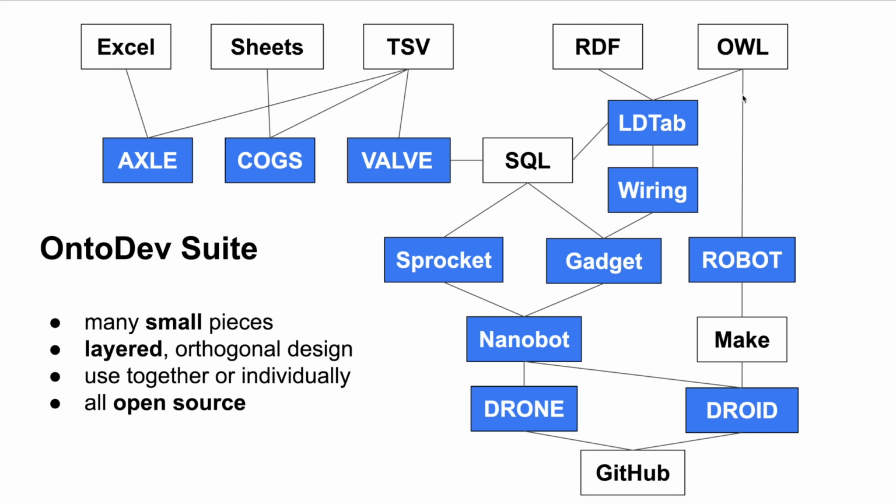On the other side, we have Robot for working with OWL. We also have LDTab and Wiring for working with OWL, and Gadget, which is our lightweight ontology browser and editor. And Nanobot brings those two together so that we can move back and forth between trees and tables. And Drone is in development to let that work as a general web interface for the public to work on your GitHub project. And then Droid brings together things like Make and optionally the Nanobot web interface as well. And again, talks back to GitHub so that you can go full circle.